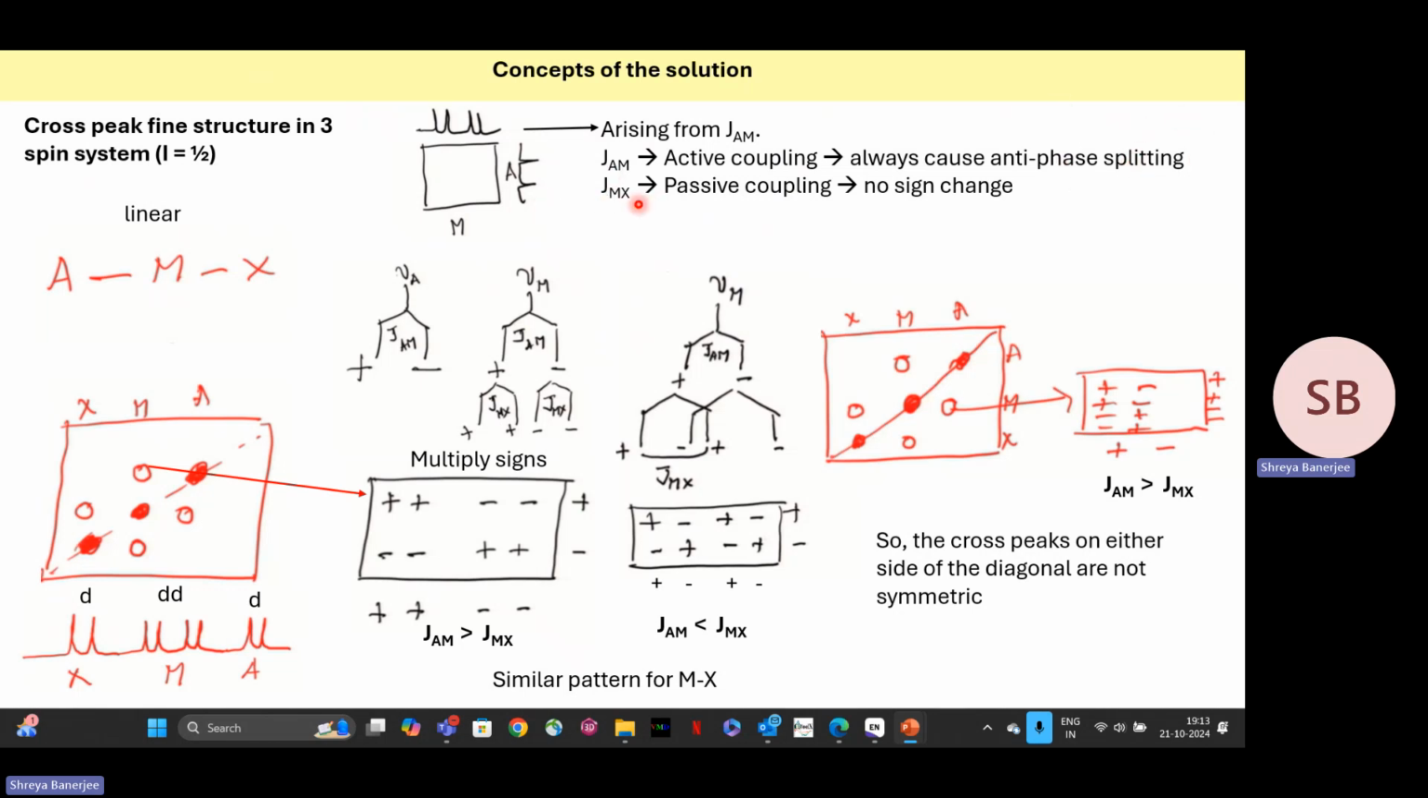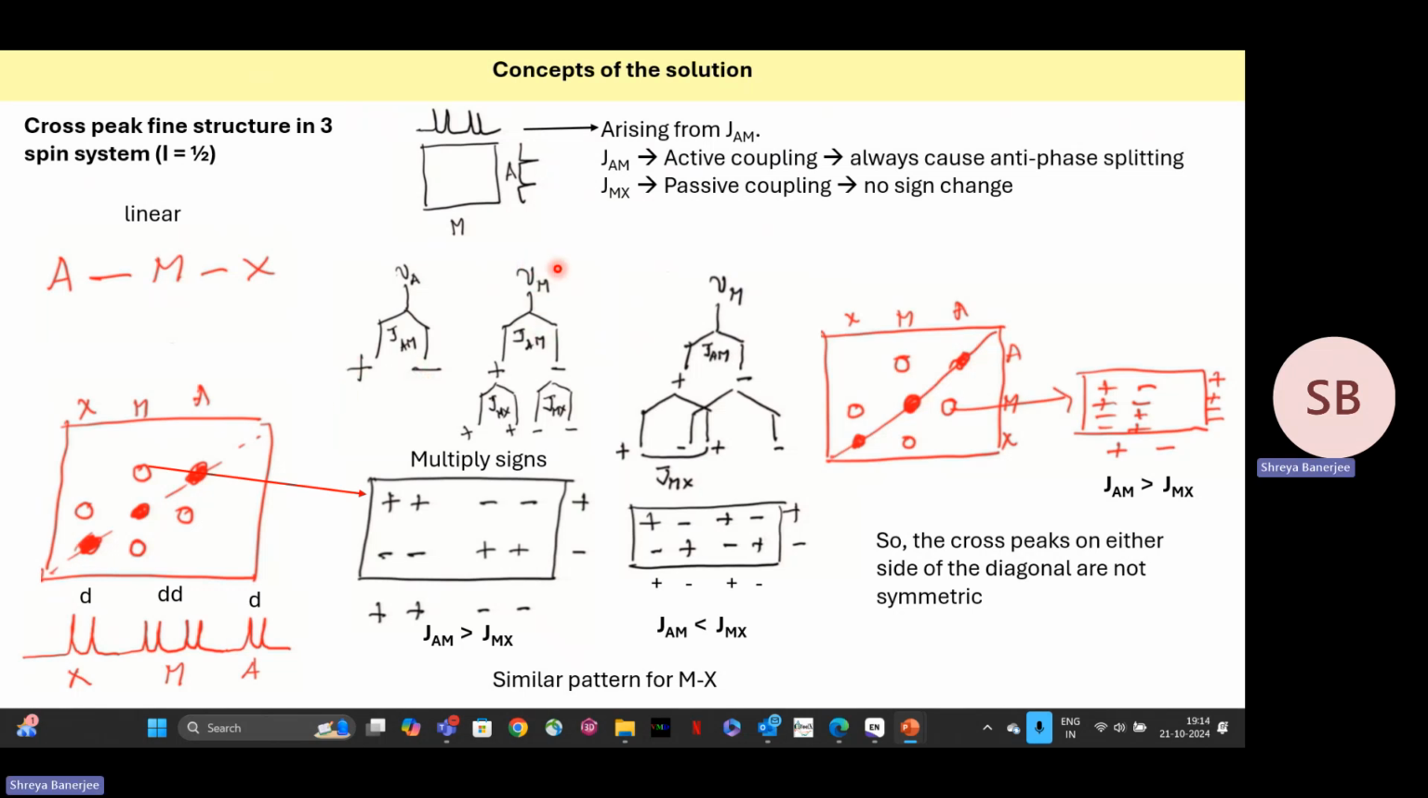But MX, X is not part of this cross peak. That is why it's called a passive coupling. So there will be no sign change. Plus will split into plus, minus will split into minus. Now let us look at how this fine structure comes. We start from the frequency of A. A will couple with M. So JAM is the active coupling, so it will give two different signs, plus and minus.